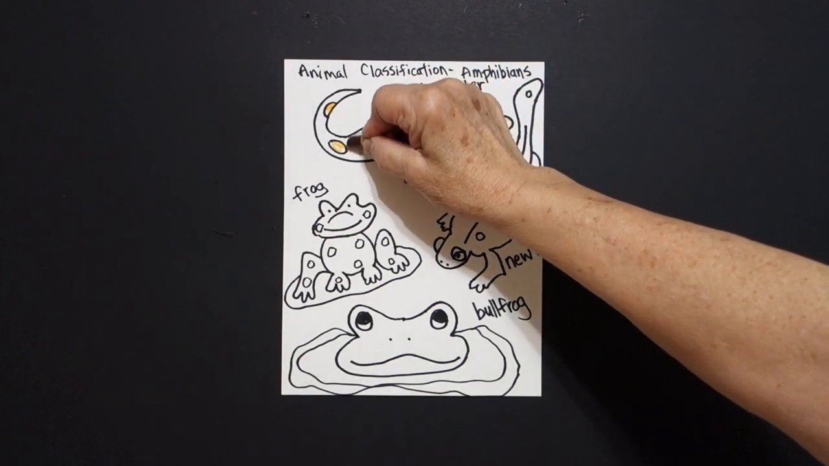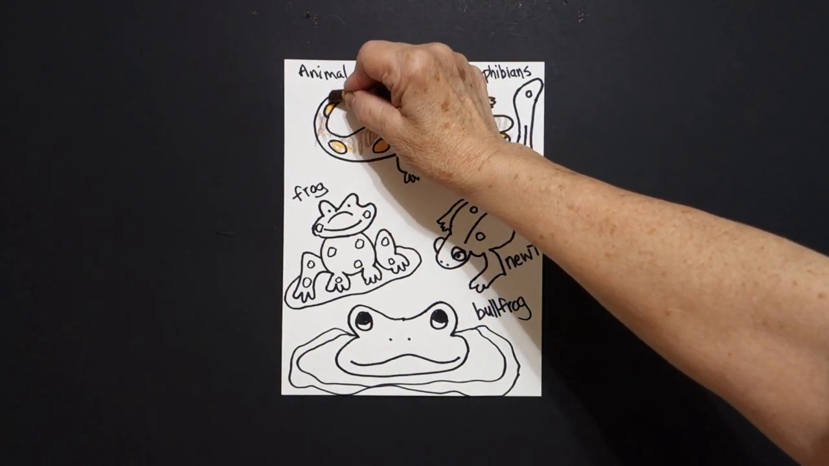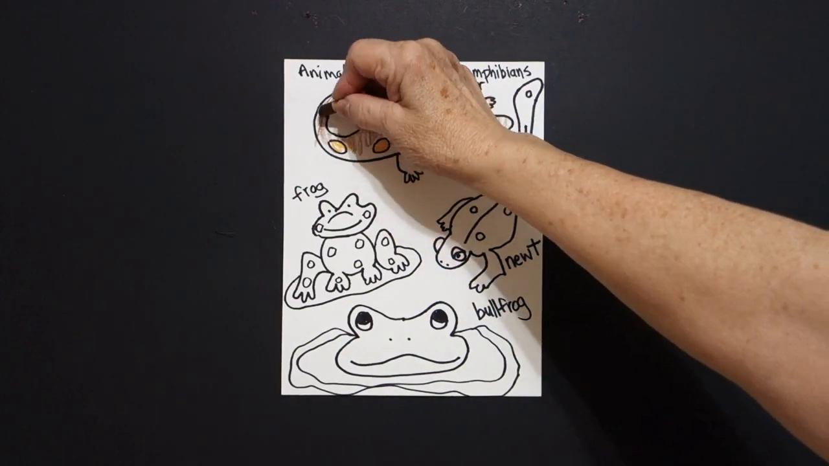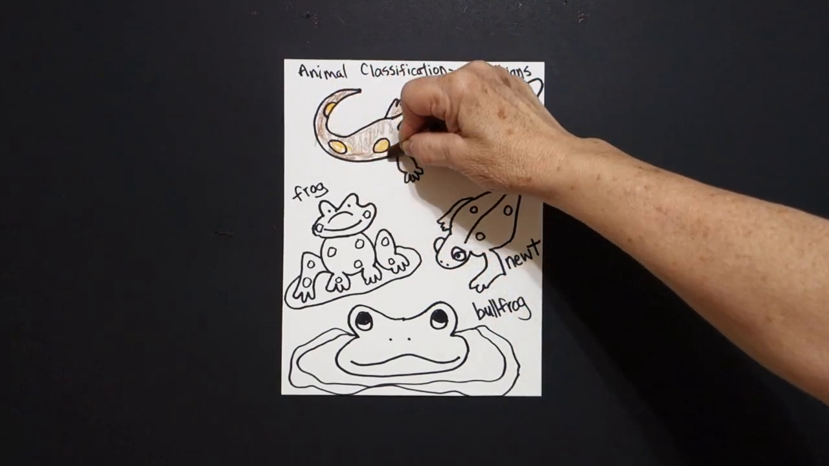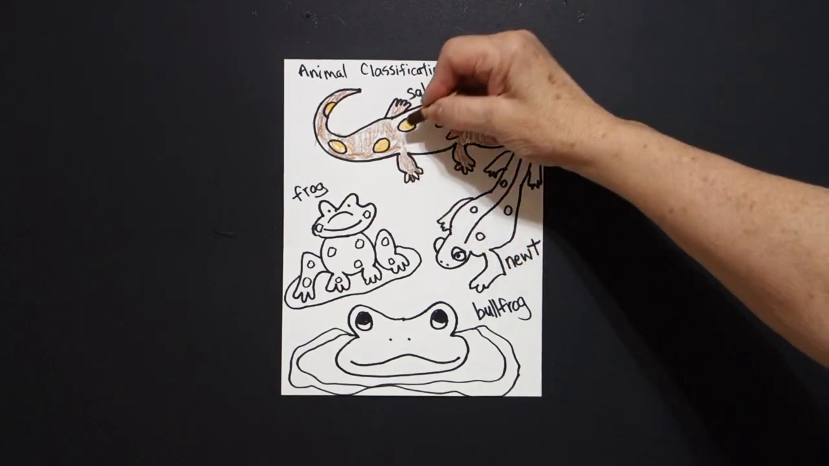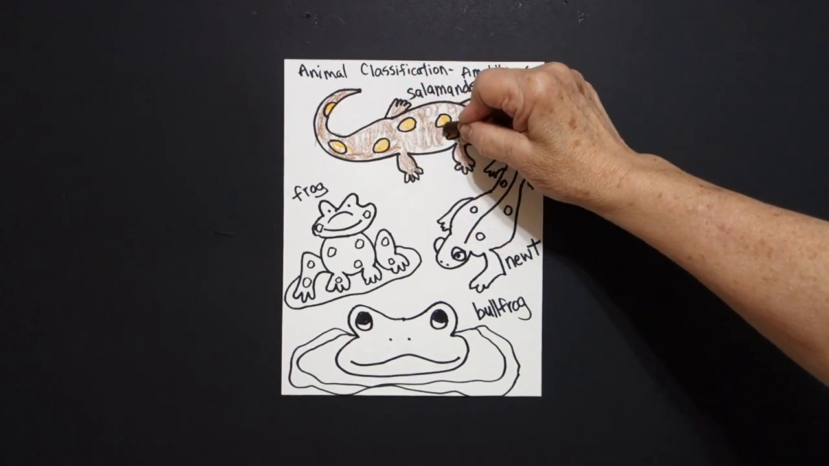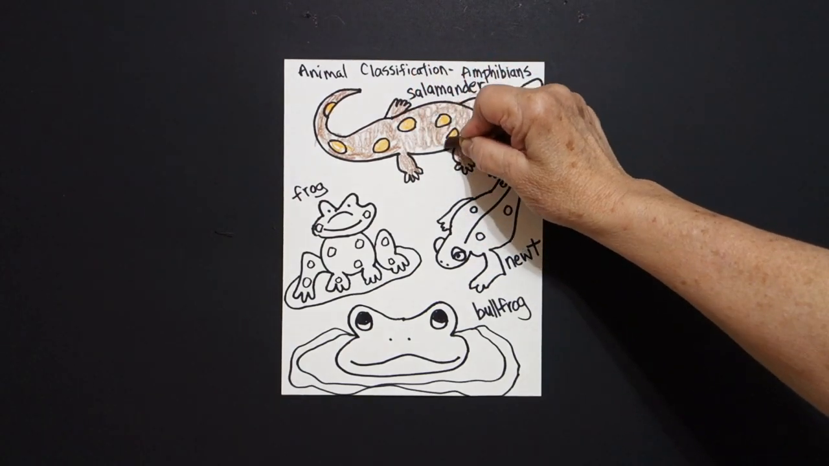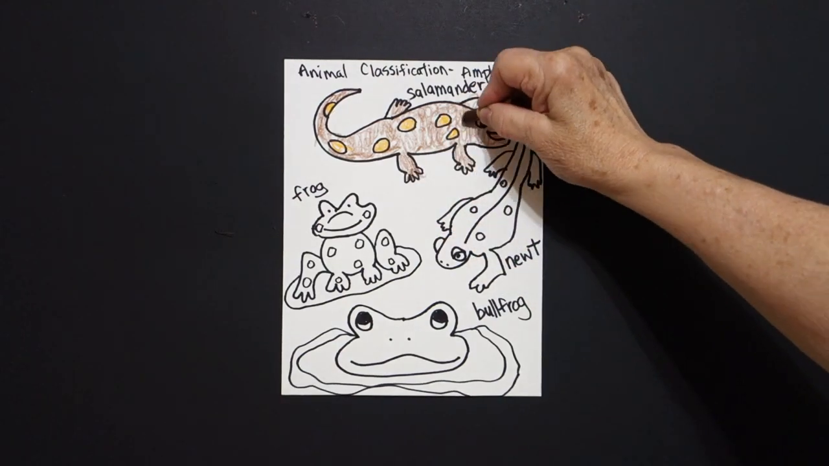Now, salamanders come in a variety of different colors. This is the color I chose. You can Google it, pick out your own colors, but this is the one I took. We'll explain these all in a minute. Get them all colored in. So this is brown and yellow orange. Body is brown. Spots are yellow orange.